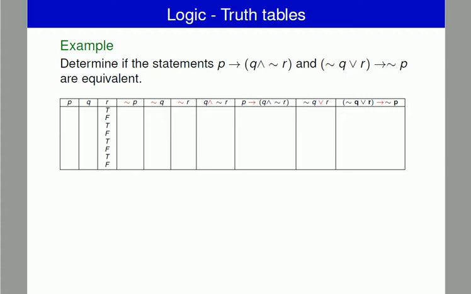So for R, one easy way of getting all the combinations is just alternating T and F down the column of R. T, F, T, F, T, F, T, F. Q, I alternate it every other entry. T, T, F, F, T, T, F, F. The last one I alternate once in 4 entries. T, T, T, T, F, F, F, F.